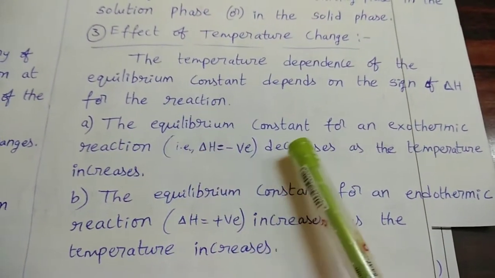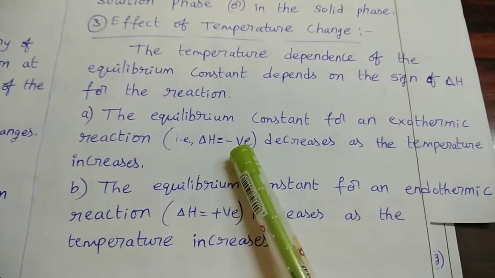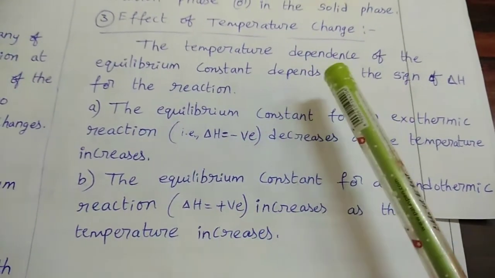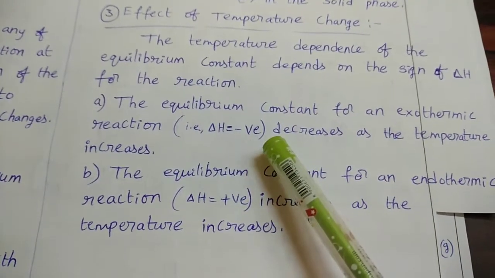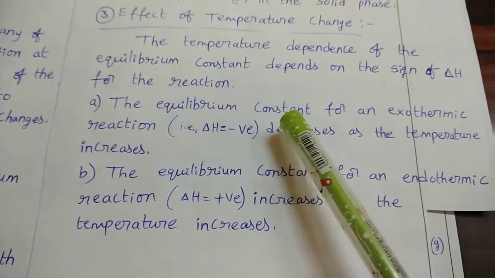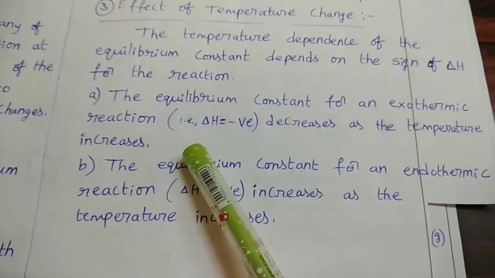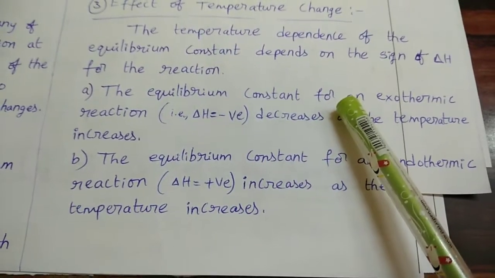The equilibrium constant for the exothermic reaction, that is delta H is negative, decreases as the temperature increases. If the given reversible reaction is an exothermic reaction, then its equilibrium constant decreases with increase of temperature. So low temperature is favorable for exothermic reactions.